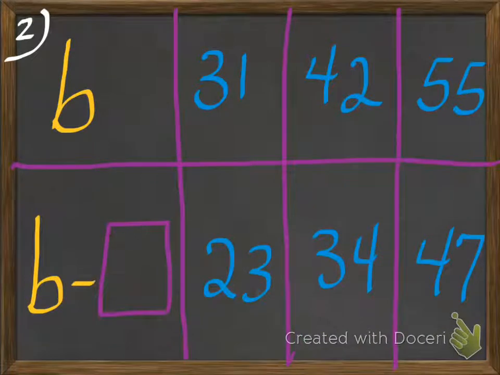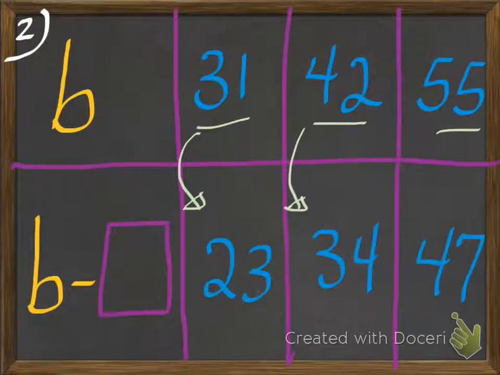Simple, simple. Number 2. Okay, we have B, and B is 31 for our first box. Then it's 42, and then it's 55. What's the relationship to the numbers below? How do they change? 31 changes to 23, 42 changes to 34, 55 changes to 47. Can you see how that relationship changed?